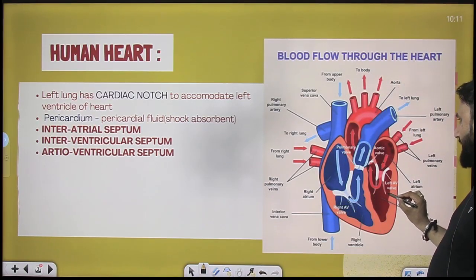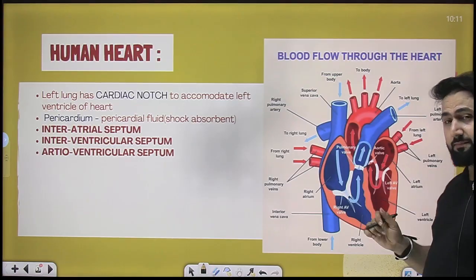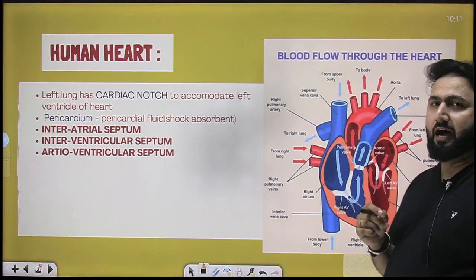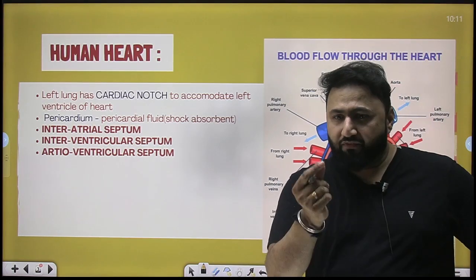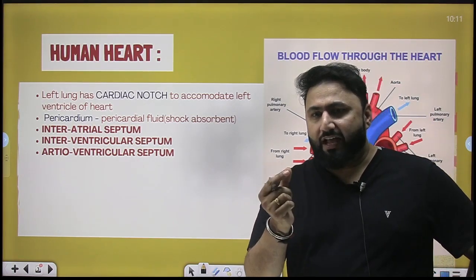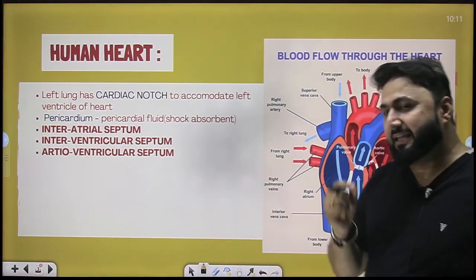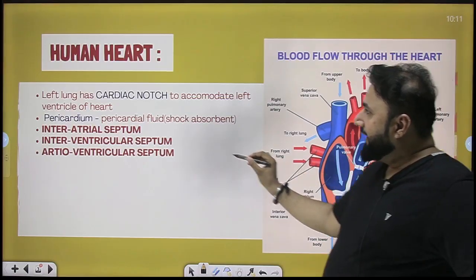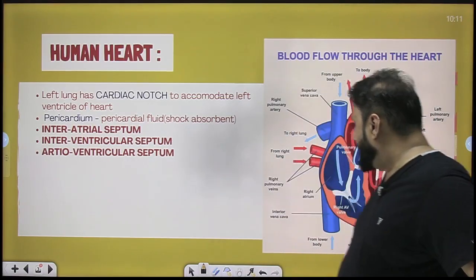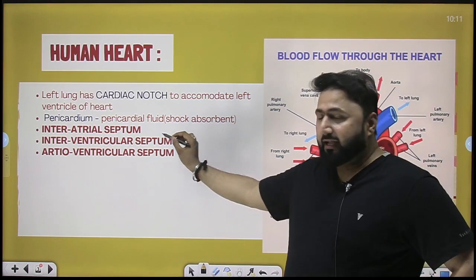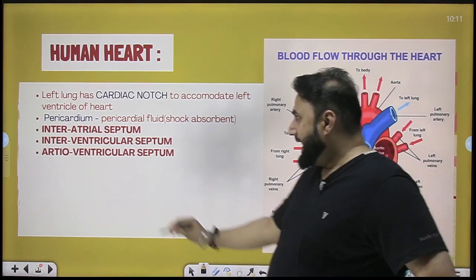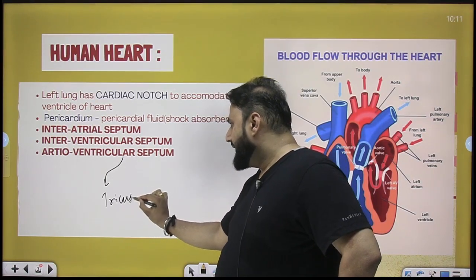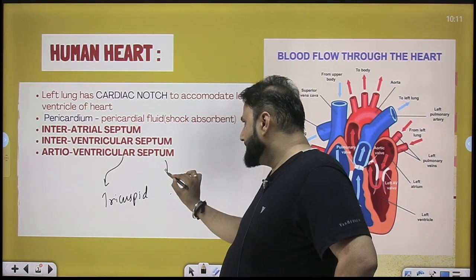In the left ventricle and aorta, the aorta is the biggest artery. Here you will have the semilunar valve. Semi means half, lunar means moon shape. So you can see the half crescent shape of the valve. That is why the name is semilunar valve. Between the two auricles, you will have the interatrial septum, and between the two ventricles, you will have the interventricular septum. And in the atrioventricular septum, you will have the tricuspid valve and bicuspid valve.